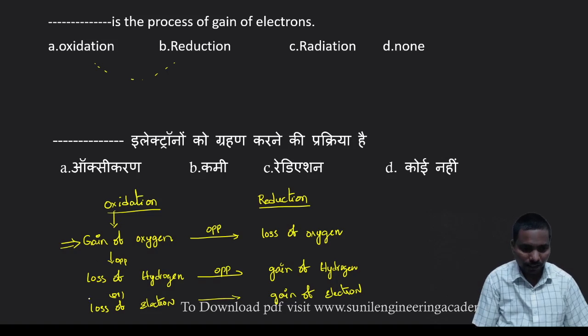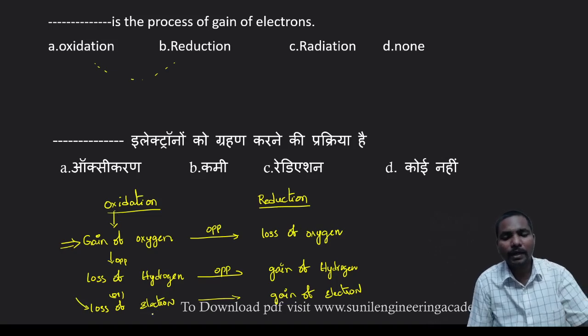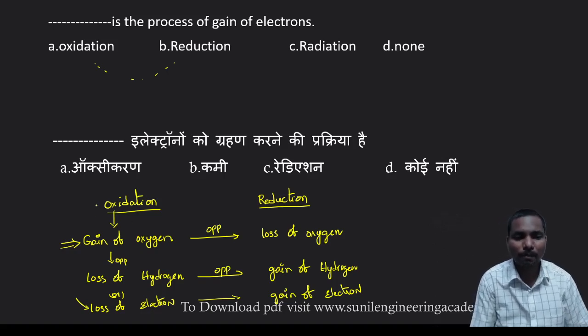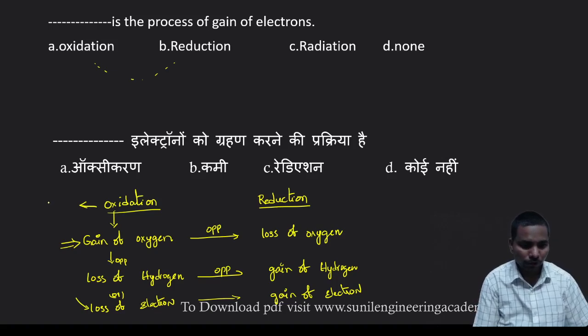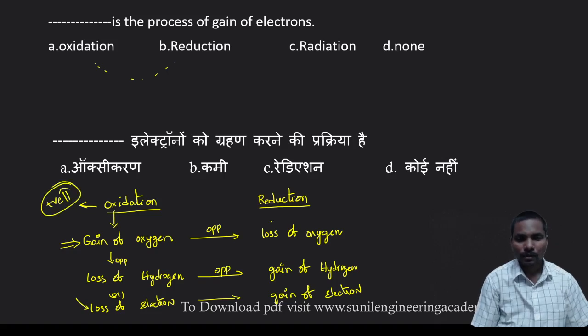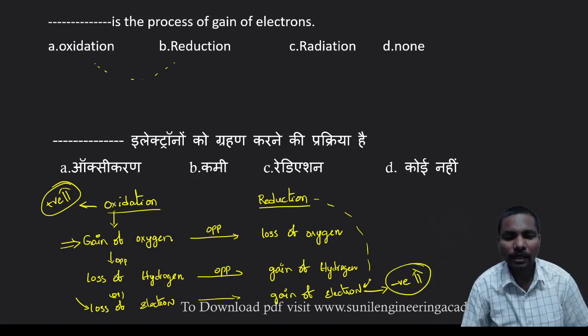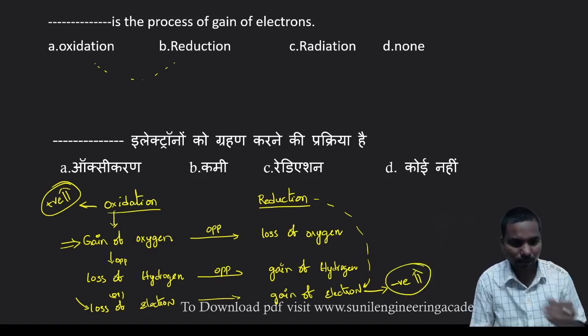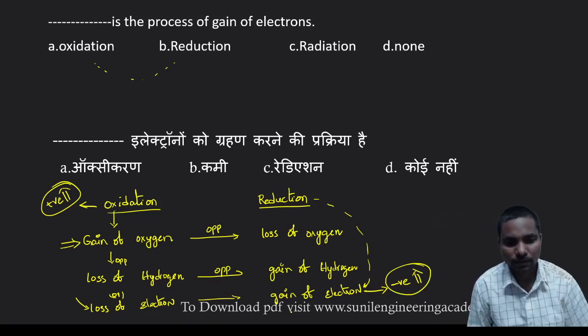So here oxidation is loss of electrons. Whenever any element loses an electron, which has the negative charge, it becomes positive. So due to this, positivity increases. Reduction means gain of electrons. Gain of electrons means negativity increases. These are the four questions. Here 4, here 4. Total 8 questions.